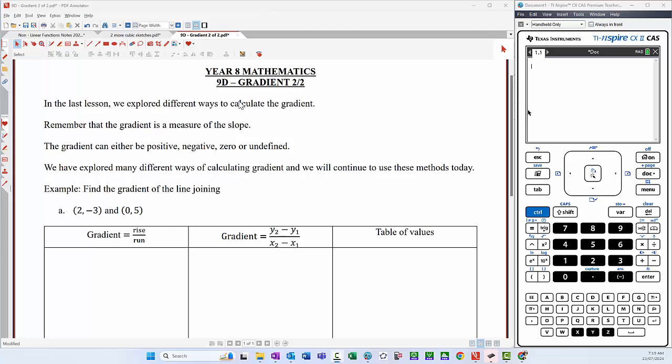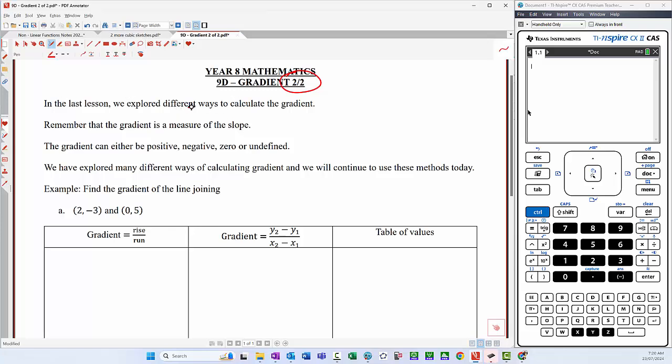Hi, year eights. So today what you're going to do is continue to work on calculating the gradient of a graph or from a table of values. So this is the second lesson. So just a couple of reminders or a couple of recaps.